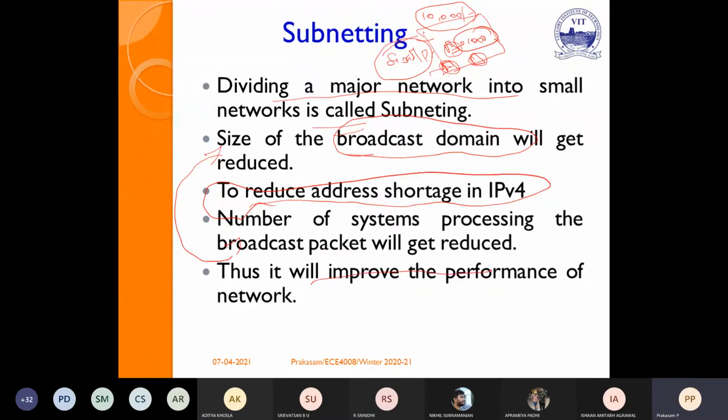So it improves the performance of the network, because instead of broadcasting to the entire network and wasting time processing a common message everywhere, if we divide it into small groups, time is saved. So subnetting means dividing a major network into smaller ones.